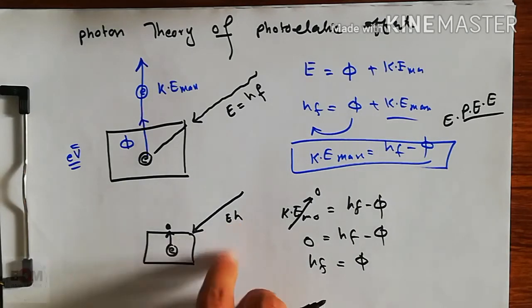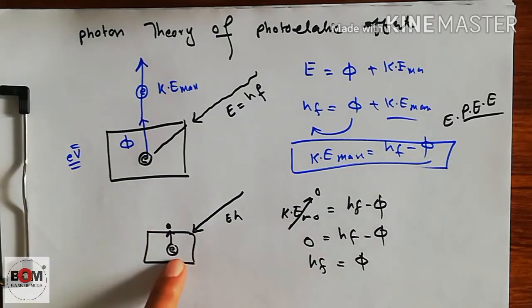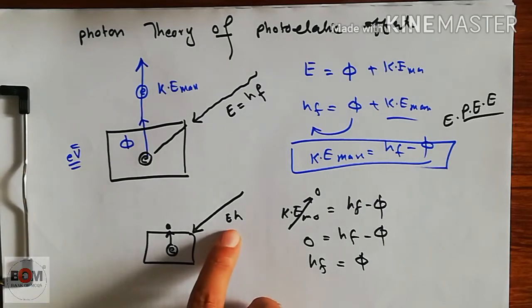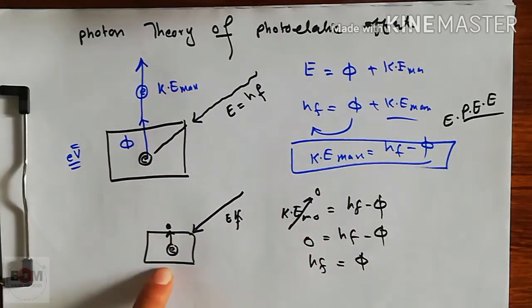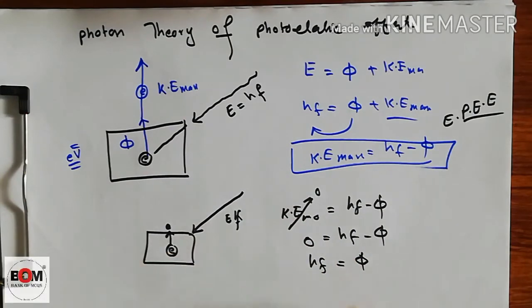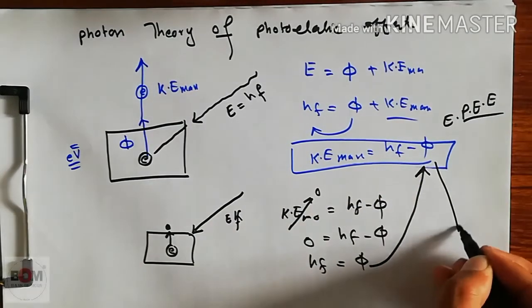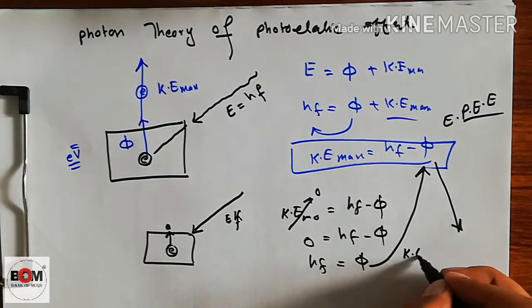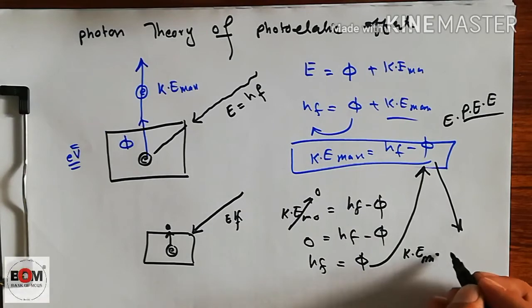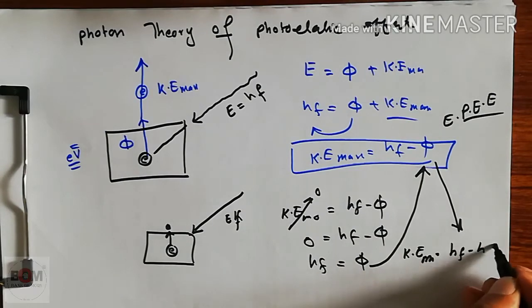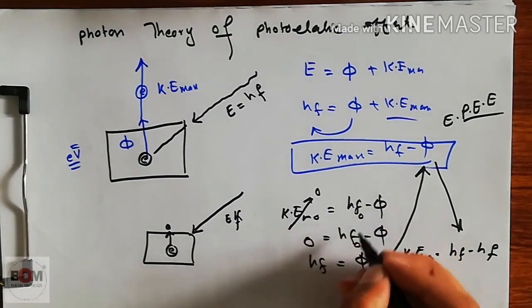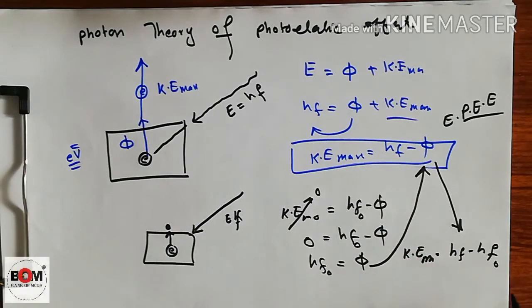So the whole energy that came is converted into work function, that is, whatever energy Hf came was only used up in the work function. So Hf is equal to work function. So putting this work function here, we get that maximum kinetic energy is equal to Hf minus Hf naught. Replace the work function by Hf naught.